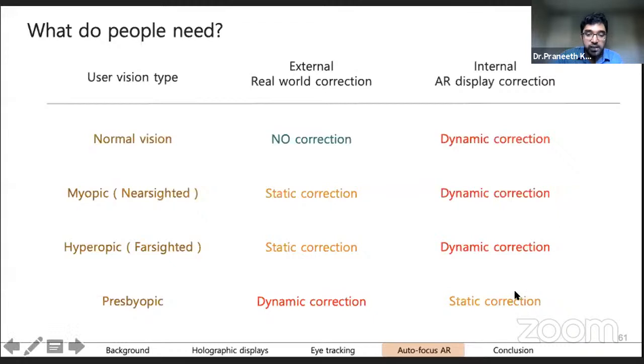Whereas for an internal display, they just need static correction. So if a presbyopic user's focus is fixed at, say, 4-meter distance, it's sufficient to show AR images only at 4-meter distance because their eyes cannot process anything further. But for the real world, you need this dynamic correction for them to be able to look at different distances.